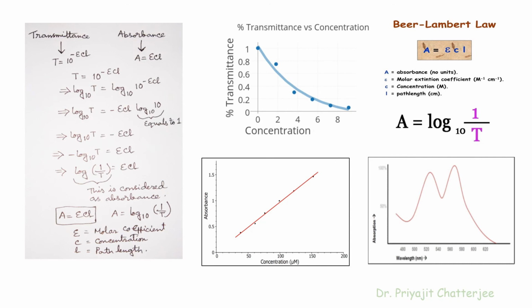From the first curve we get that if the concentration of the sample is increased, then the absorbance will be more. So we can calculate the concentration of the sample from the absorbance value, and this type of spectroscopy is called quantitative UV visible spectroscopy, because it finds the quantity or concentration of the sample.